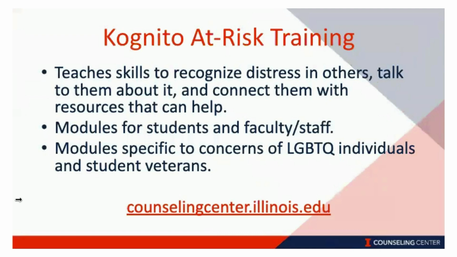Now that you've learned more about stress and distress in yourself, you might be able to better recognize it in yourself and others. So we have Cognito at-risk training, which is an online training module that can further those skills in both recognizing distress and also talking to others about it. It's an important time right now to make connections and support each other as a community, and Cognito at-risk training can help you learn how to best support others around you. This also includes modules specific to concerns of LGBTQ individuals and student veterans. So there are a lot of different training modules that you can take to help learn more and support each other during this time.